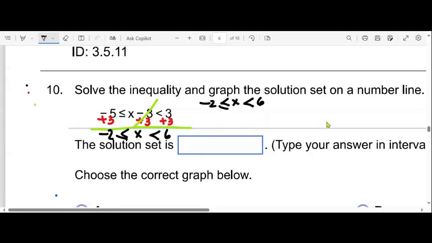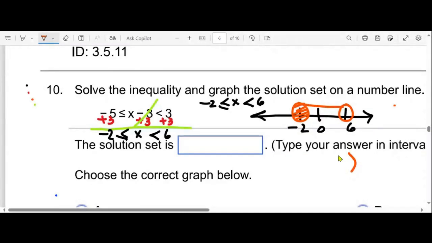To graph this, how is it gonna look? Who can tell me? If there is 6 here, 0 here, -2 here, what are you gonna say? Between what and what? Open or close? -2 is closed. So it's going to be between what and what? -2 and 6.